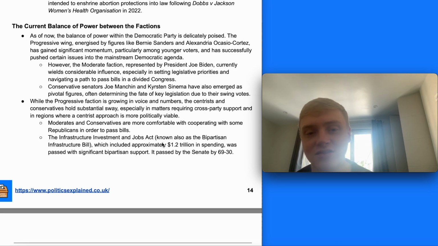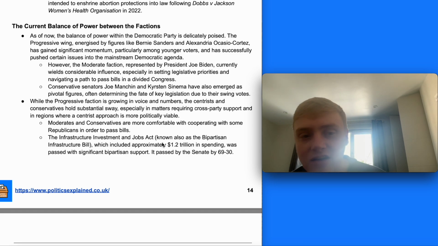Conservative senators like Manchin and Sinema have also emerged as pivotal figures, not because they're the main faction within the party, but because the Senate is so closely divided. Individual votes like these can often determine the fate of legislation due to their swing votes, and can therefore have a significant amount of influence.